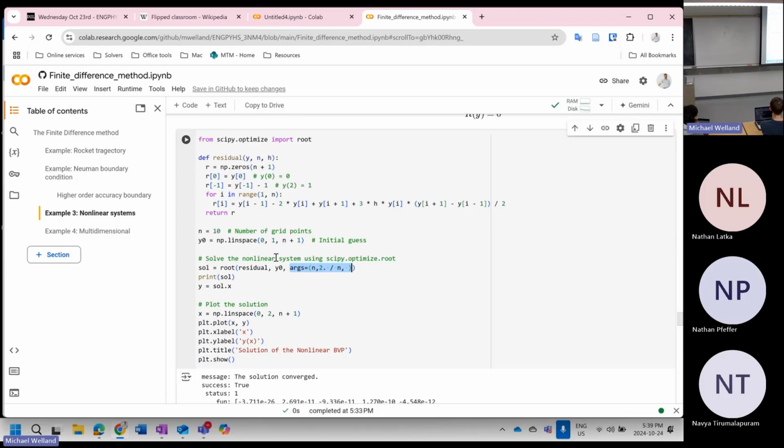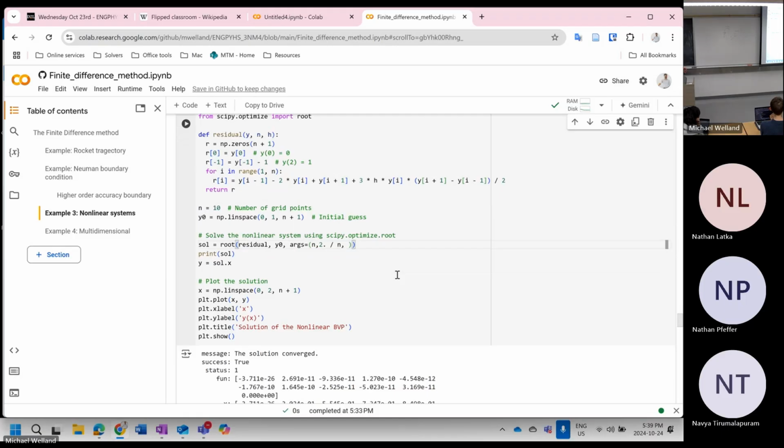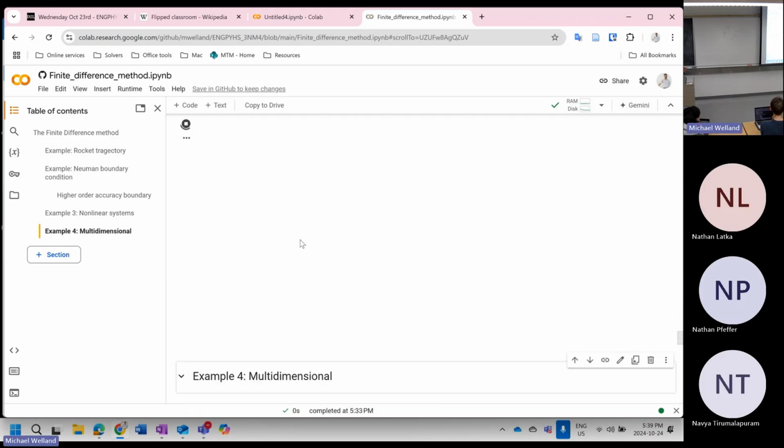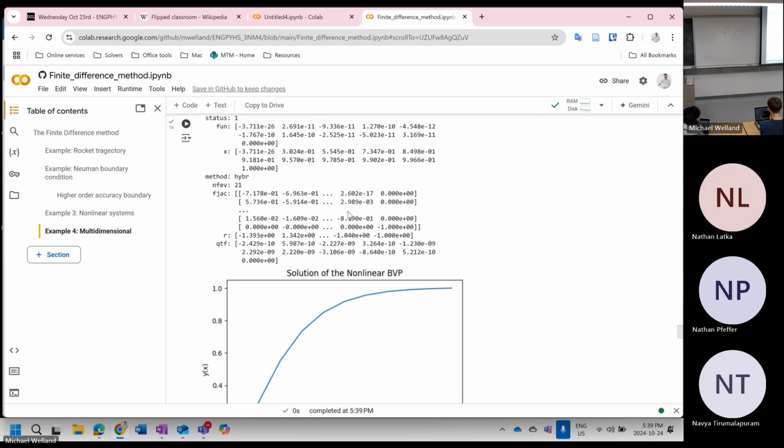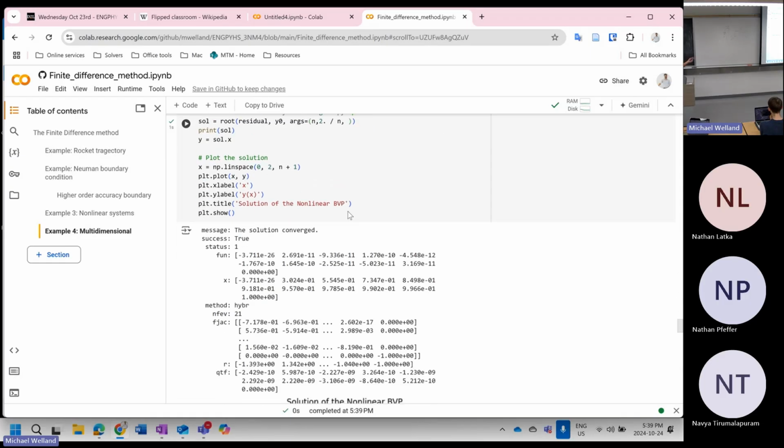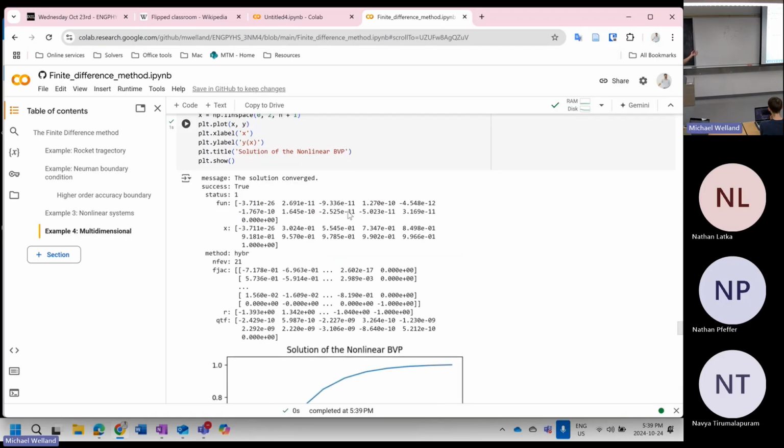So the way this works is that root is expecting a function. The first argument is whatever you're trying to minimize, and these other ones are the arguments. So you pass the number of steps and the step size, right? That's not so important. You could also hardwire that in. I just left that in so that you can see the structure of how that's working. And when you run it, it gives you a bunch of data and it solves, right?